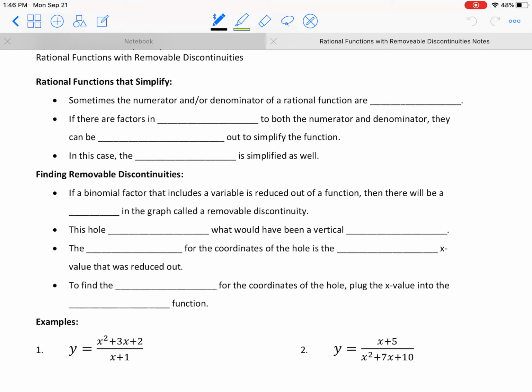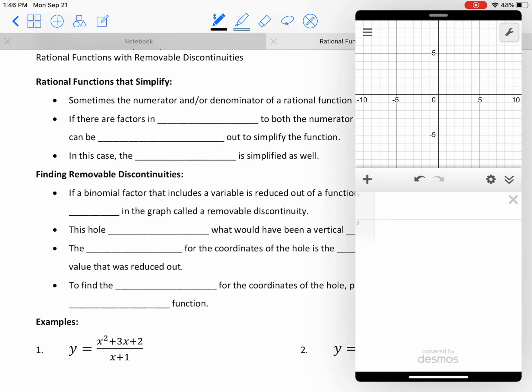Hello and welcome to our lesson on rational functions with what we call removable discontinuities. Okay, that's a term I'm going to define for you in just a second, but first I want you to look at the very first function that I have on our paper here, the number 1 that says y equals x squared plus 3x plus 2 over x plus 1.